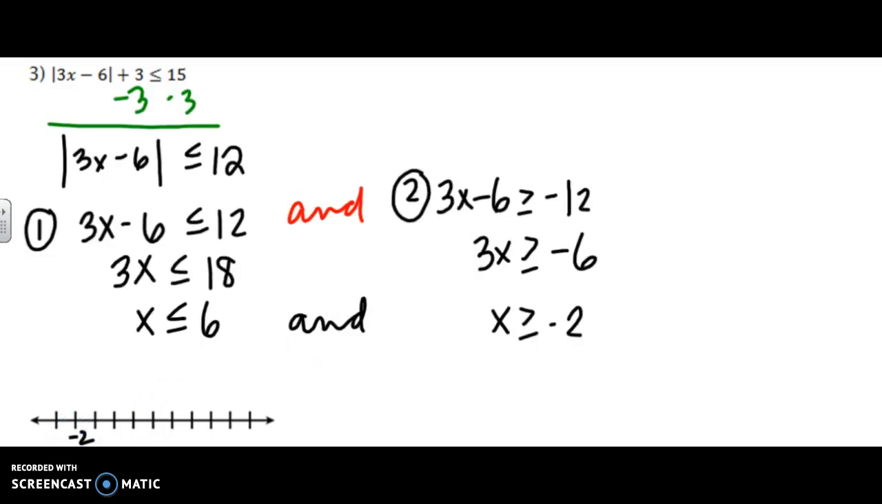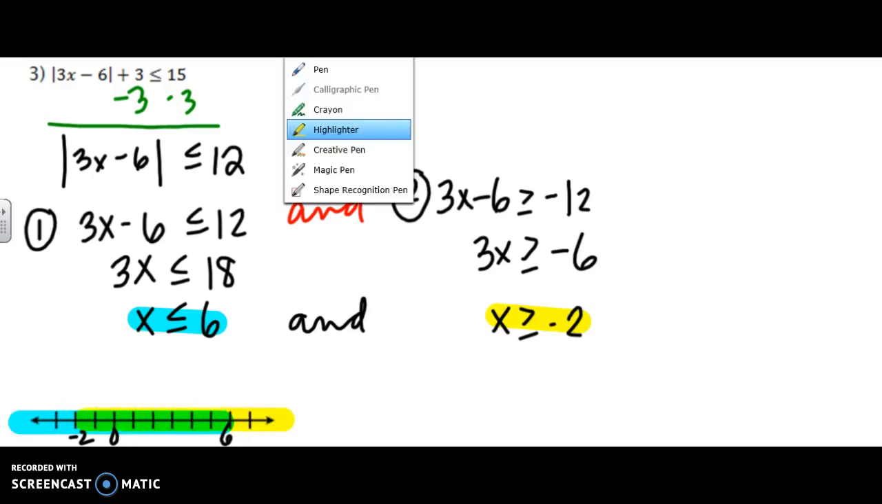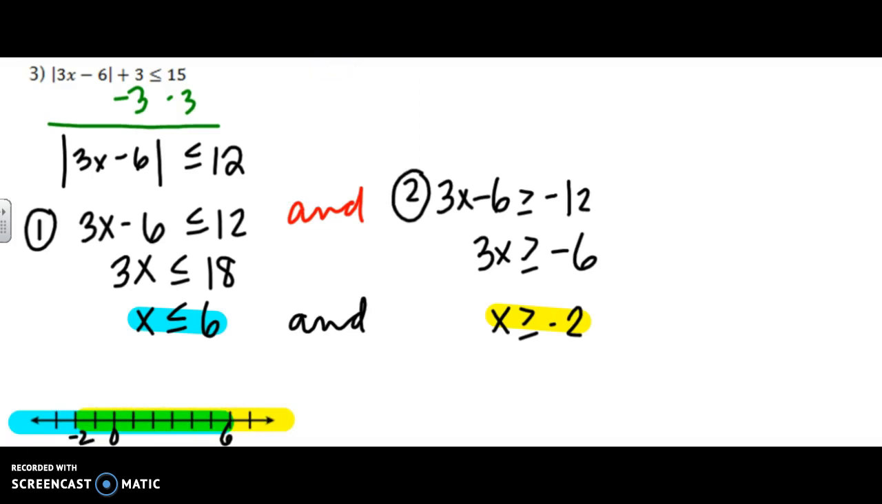Okay, so check the work, move your -3 and do all that stuff. I'm going to go ahead and graph it now. So -2, here's 0, and 6. So the first one would be less than or equal to 6, and the second one would be greater than or equal to -2. So my final graph would be a closed dot and closed dot on both, and then color between them, leaving me bracket and -2.